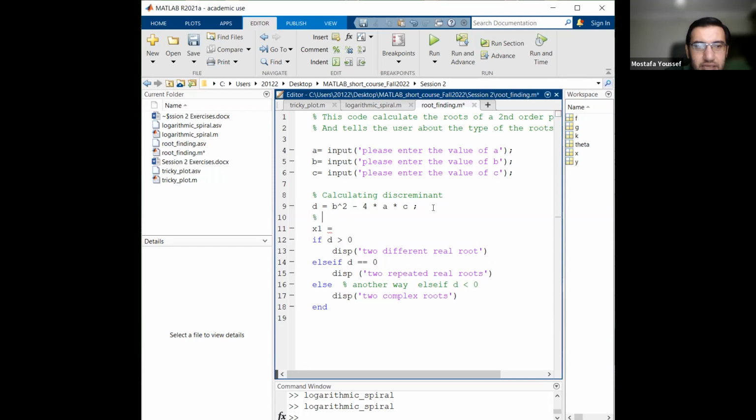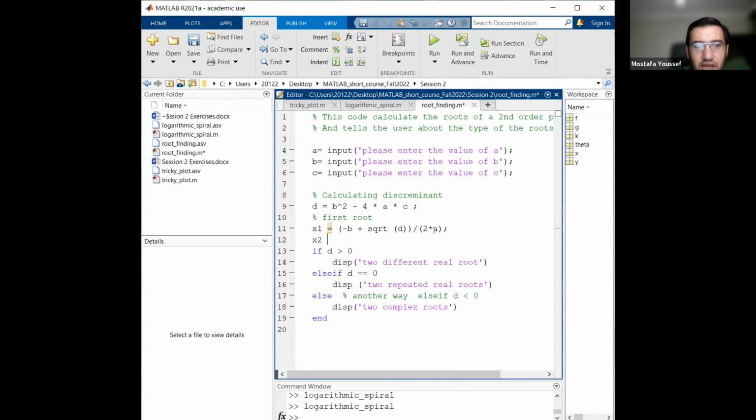And I can write a comment here first, root x1 equals minus b plus square root of the discriminant. The whole thing is divided by 2a. That's why I'm putting 2 brackets. The whole thing is divided by 2a. And the other x2, the other root, I can copy this expression here, and I can put a minus sign in this location. So these are the 2 roots.